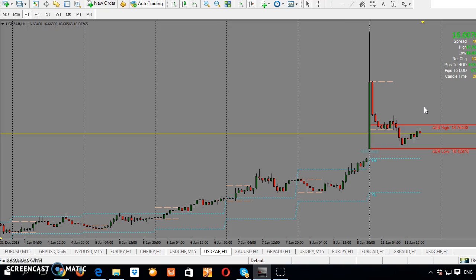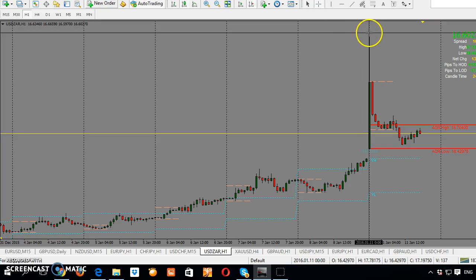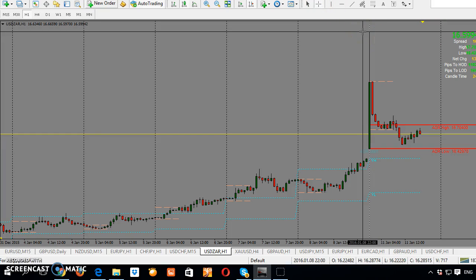If we're looking at the ZAR, I want to talk specifically about this incident that happened this morning when the markets opened. I know a lot of people saw this incident and they think our currency is now useless, because on my broker it reached around 17.77. On other brokers, I heard that it reached as much as 18 against the US dollar.